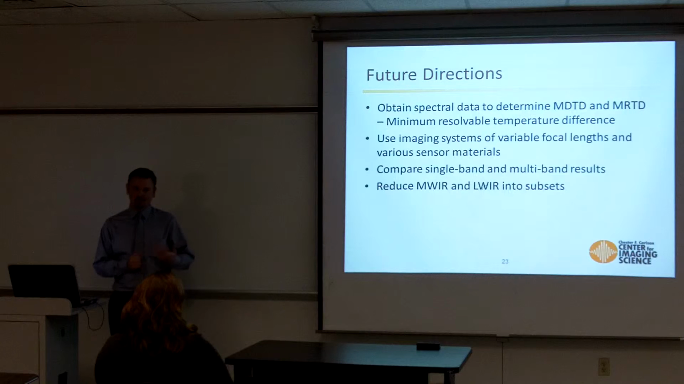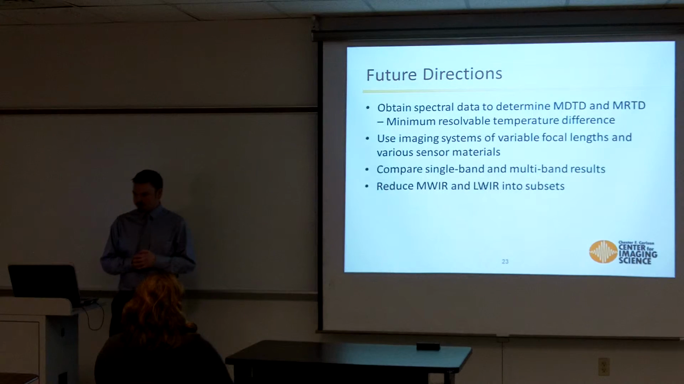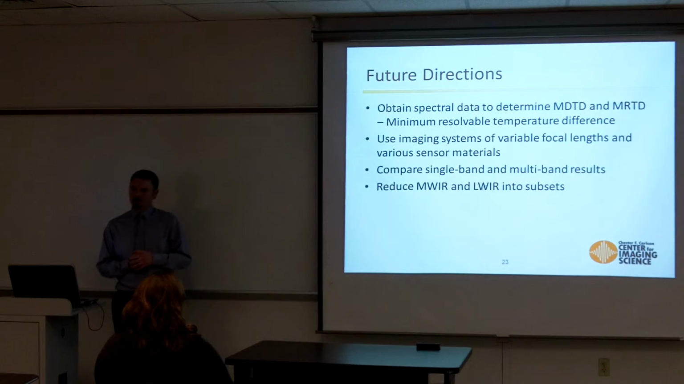Flying a plane doesn't give you the resolution; you're at about half a meter of resolution. So if I could have different focal lengths for various sensor materials, I could figure out both the sensor and IR band that would be optimal. Compare single band and multi-band results, and then reduce the original bands that I used into smaller subsets to see if there's any advantage to that.